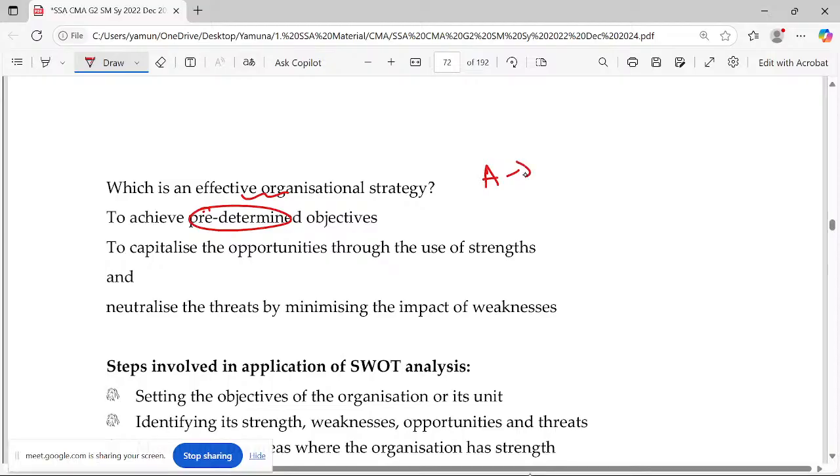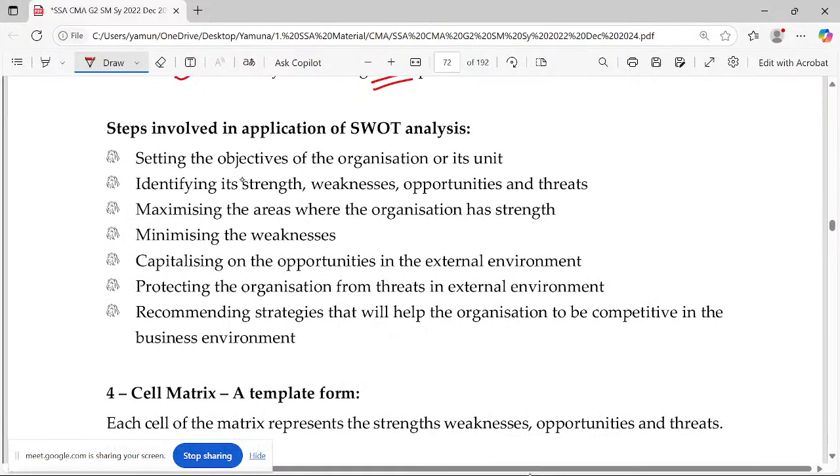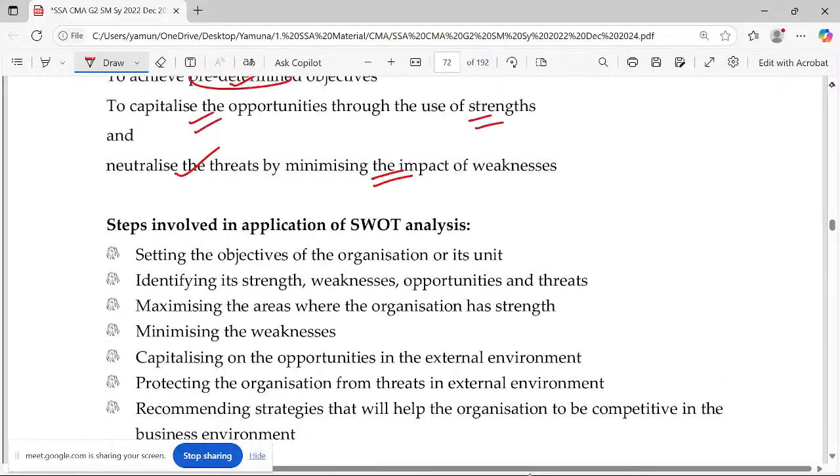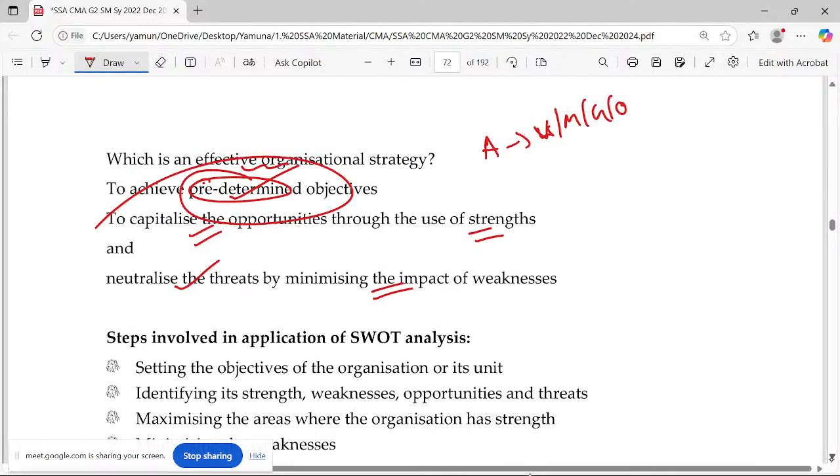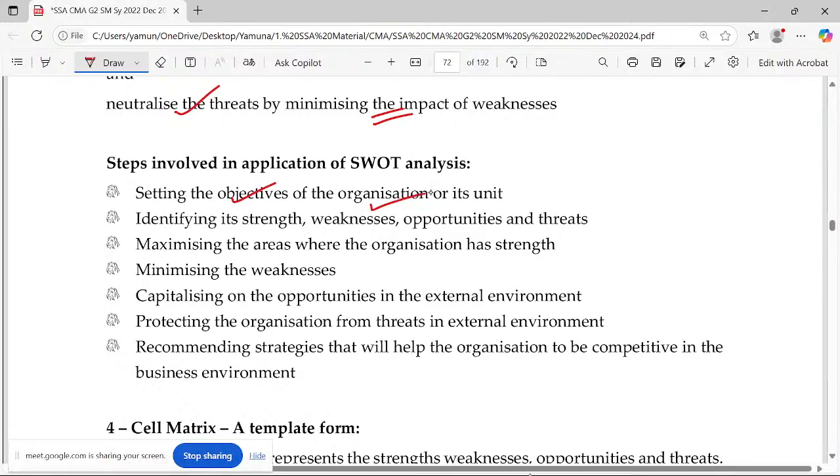So we have aligned with vision, goals and objectives. So we have to achieve the predetermined objectives. You capitalize on the opportunities using strengths and neutralize the threats by minimizing the impact of weakness. So the step involved here is we set the objectives, because ultimately we are going to obtain the predetermined objectives. So you first set up the objectives of your organization.